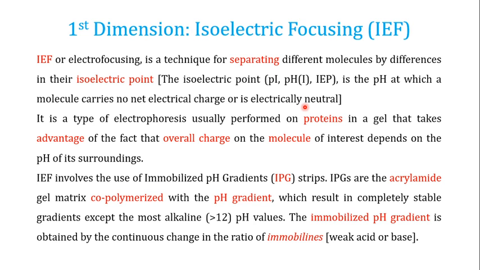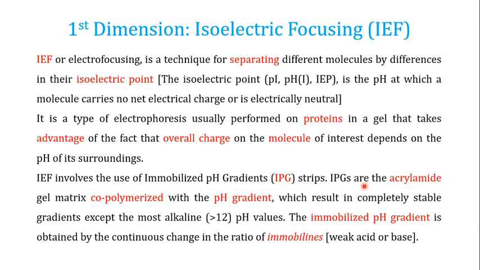Now this IEF, or electrofocusing, is a type of electrophoresis that is usually performed on proteins in a gel. It takes advantage of the fact that the overall charge on the molecule of interest depends on the pH of its surroundings. Now the IEF actually involves the use of immobilized pH gradient strips. In the process of isoelectric focusing, you are using these IPG strips, and I'll show you how you can use these IPG strips so that you can separate the proteins based on their isoelectric point.